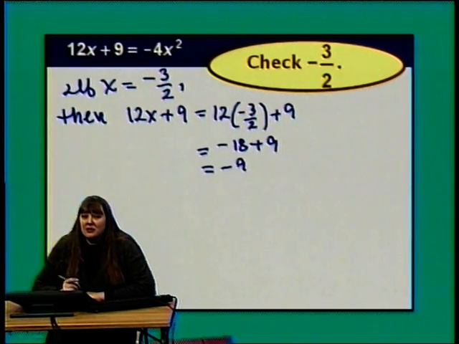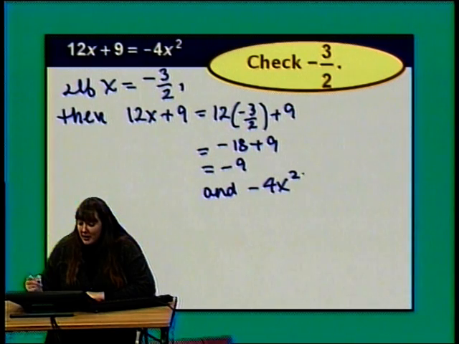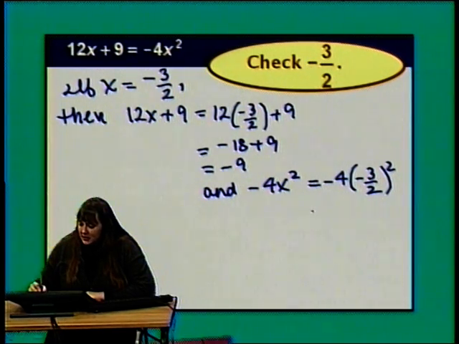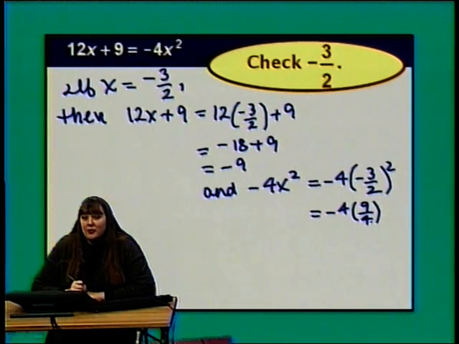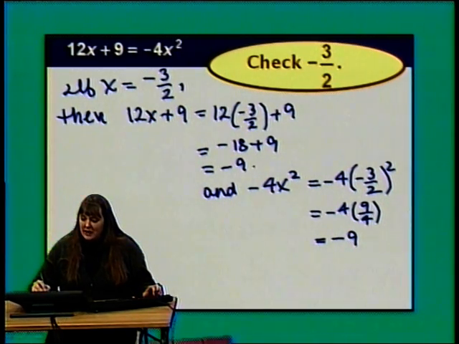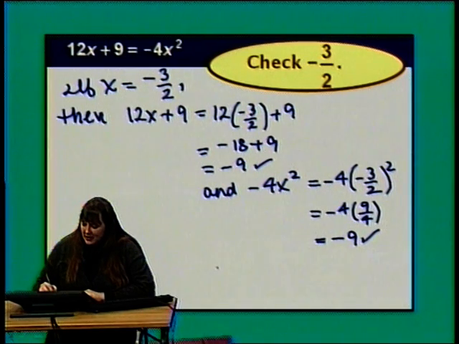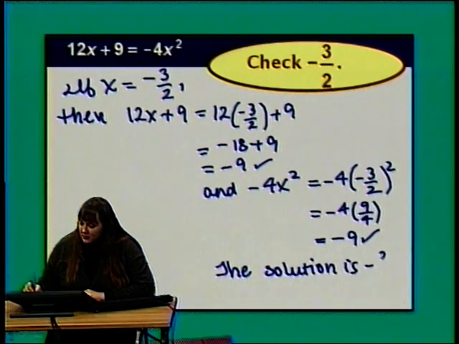Now I don't know if this checks until I look at the right-hand side of the equation. So negative 4x squared, when x is negative 3 halves, is going to be negative 4 times the square of negative 3 halves. That's negative 4 times 9 fourths. Pulling out a factor of 4 over 4, I'm left with 1, 4 over 4 is 1, times negative 9, which is negative 9. Now looking back, the left-hand side of the equation simplifies to negative 9, and the right-hand side of the equation evaluates to negative 9 when x is negative 3 halves. So my one solution checks. The solution to this quadratic equation is negative 3 halves.